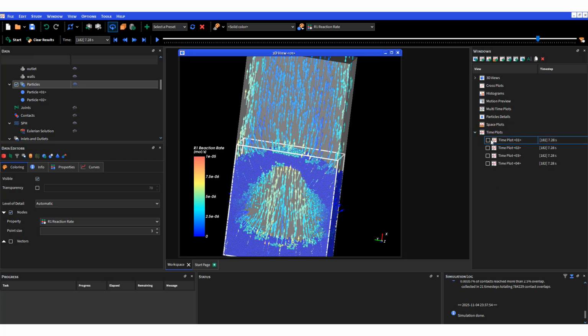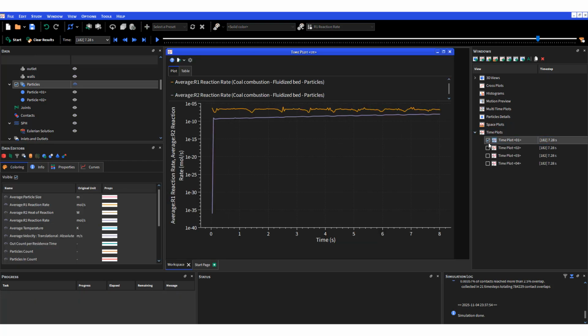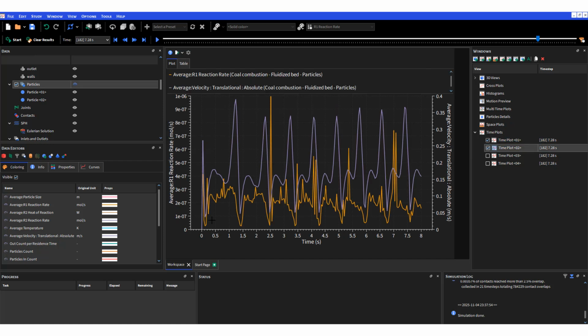So if we actually look at a time plot, you can see basically the average rate of reaction 1, how it changes with respect to the velocity of the particle. As the particle velocity increases, there's a bit of a bump, or increase in the reaction rate for the first reaction. And once the particle velocity decreases, once they settle down, and they kind of follow this cyclical pattern as we run the model, the reaction rate drops.